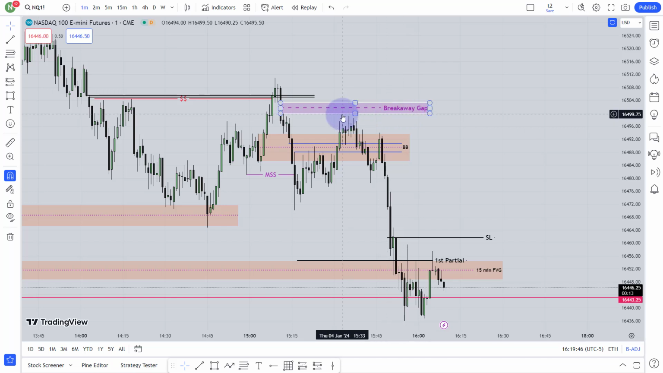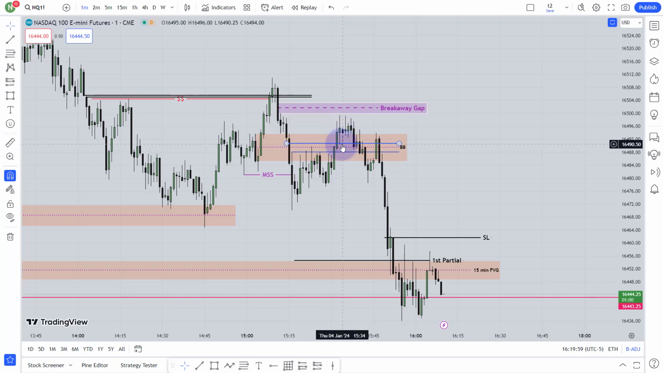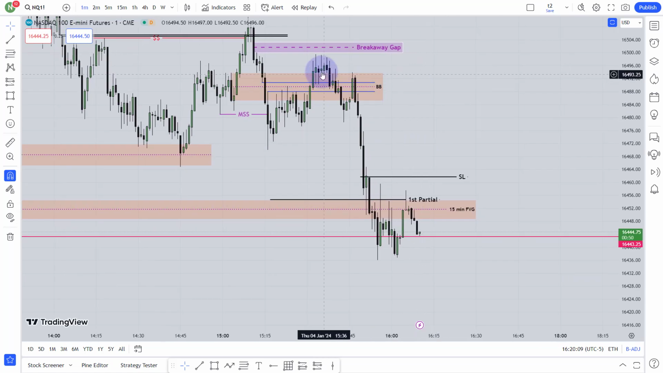Maybe some of you were waiting to take your entry at that breakaway gap, I mean at this gap, but see, price never went over there. It never reached there, so you will miss the entry. But if you take your entry over there and cover your stop loss at this breakaway gap, then that is the perfect entry according to my rules. Okay, so price actually went a little bit higher than the breaker.